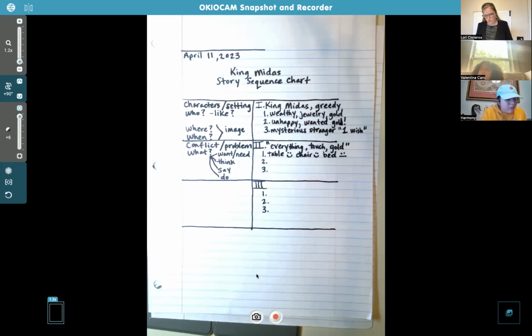Flowers. What else turned into gold? His daughter. Yes, his daughter. And I think it says his food turned into gold. Yeah. So what do you think, Harmony? Did he like that his food turned into gold, do you think?